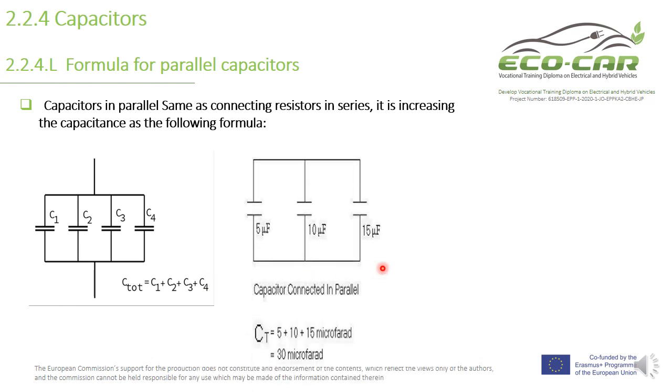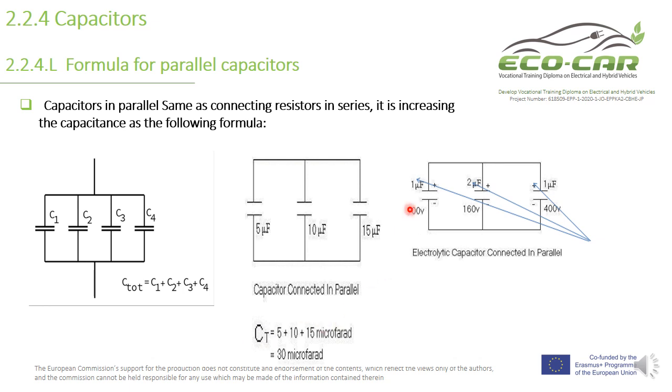Let's take an example. We have a circuit of three parallel capacitors: 5, 10, 15 microfarad. According to the formula, the same as resistors in series, we sum these capacitors. So C total equals 5 plus 10 plus 15 microfarad, which equals 30 microfarad.